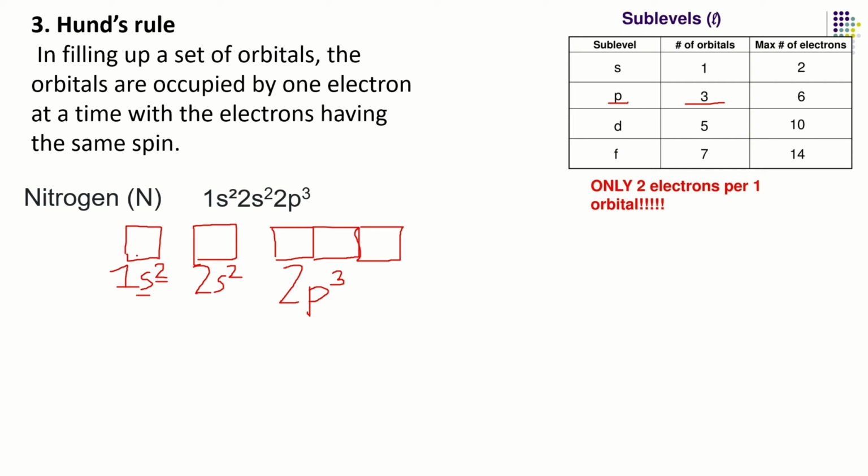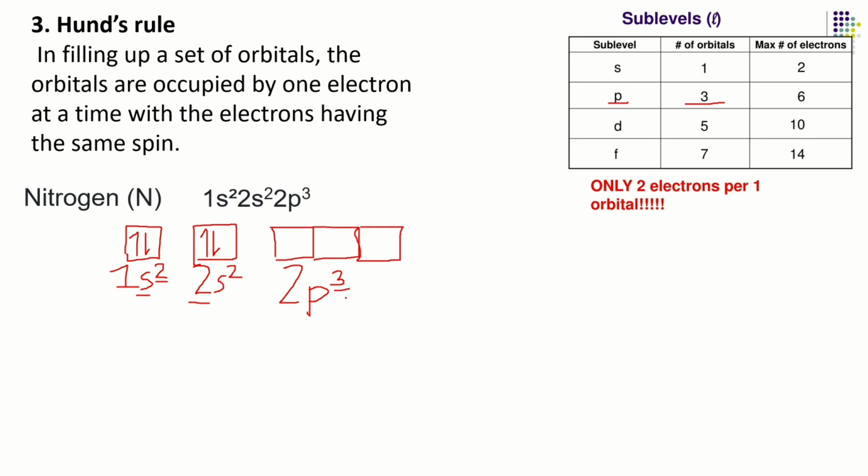Spin up, spin down. Same here in the 2s2 for the second energy level. We have 2 electrons, 2 arrows. Spin up and spin down. And for the 2p3, we have here 3 electrons, so we will draw 3 arrows.